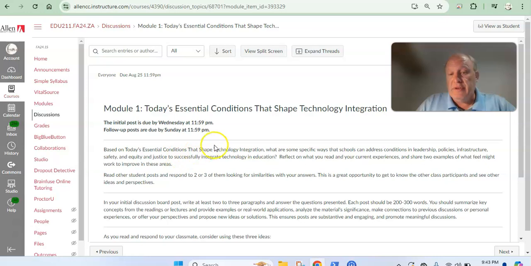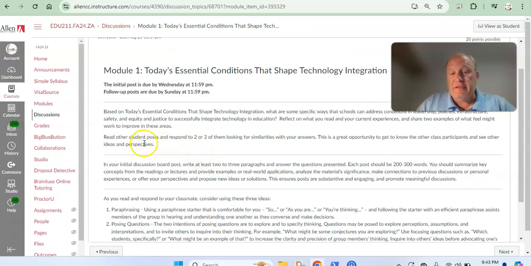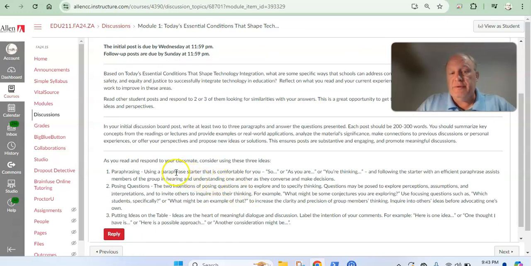Again, you'll see your question here, or your idea that you're going to talk about. I expect you to read and respond to 2 or 3 of your classmates, just like we just did. The expectations for your posts are very similar, at least 2 or 3 paragraphs, 200 to 300 words, etc. Now, what's a little bit different in these discussions is your follow-ups. So this is what you should be doing in your follow-ups.